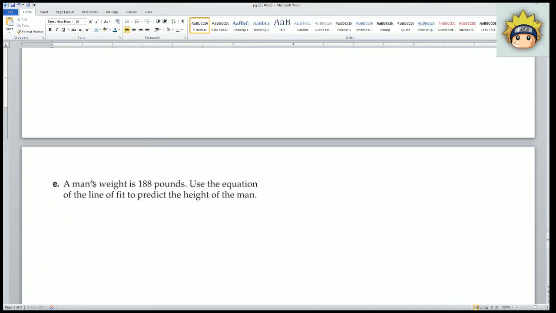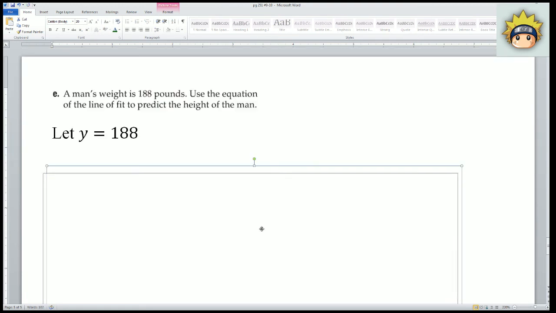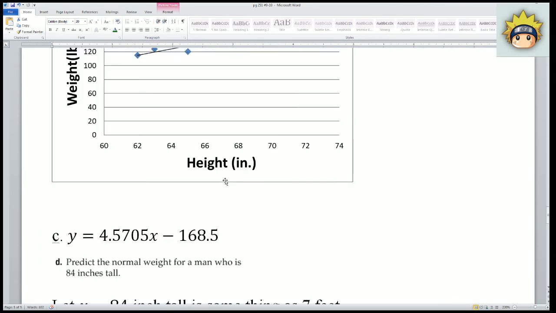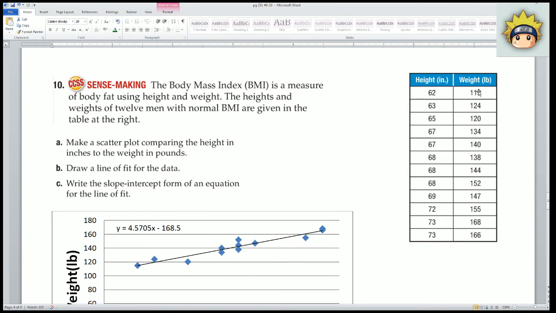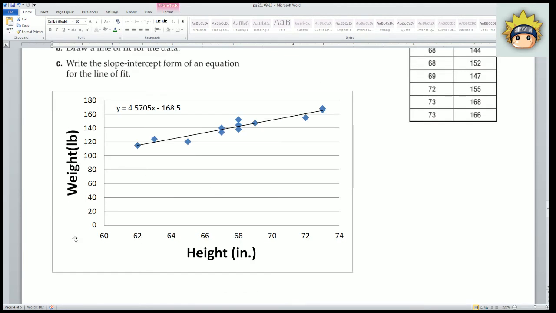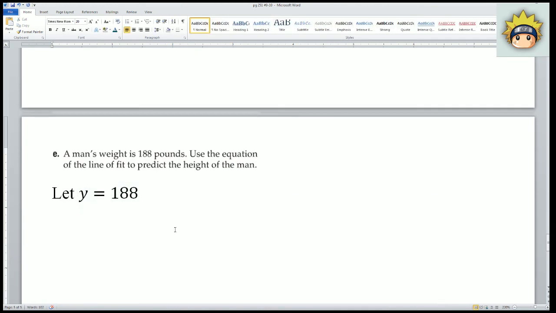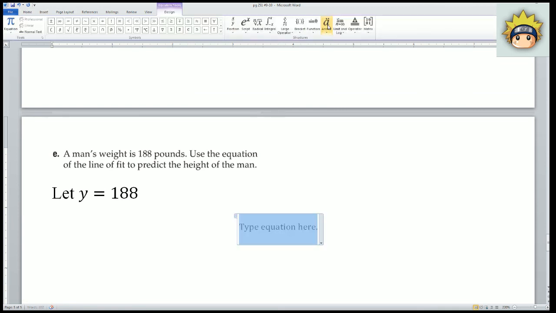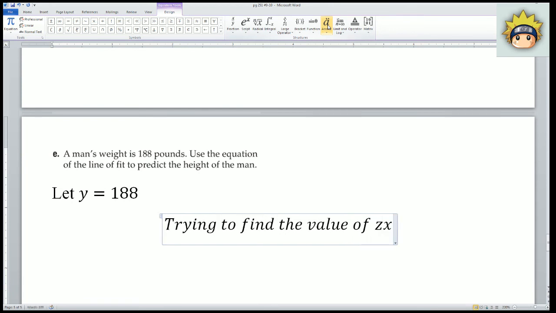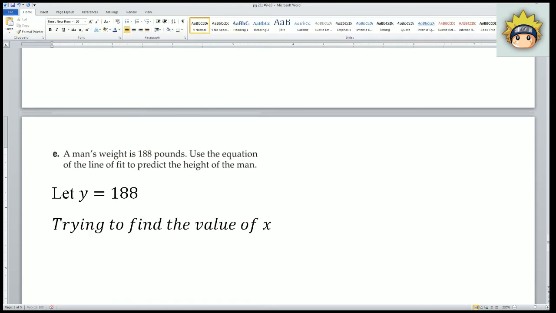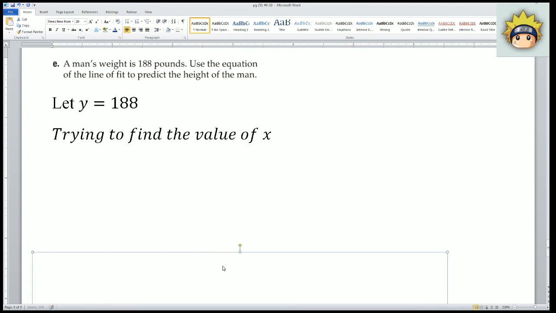Use the equation of the line to predict his height. Let y equal 188, because it says let the man's weight be 188 pounds. Pounds here refers to your weight, which is your y-axis. That's why let y equal 188. What am I trying to do? I'm trying to find the value of x.